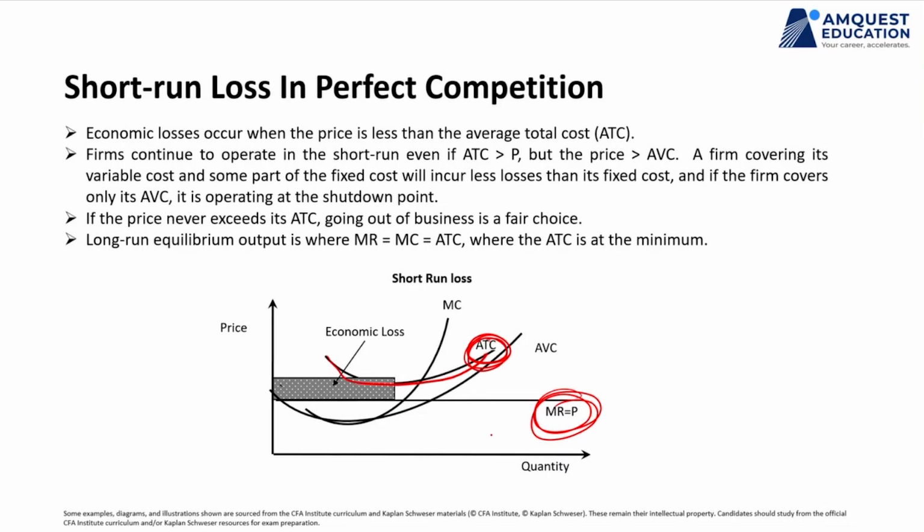Correct? So notice that again, MC and MR, where do MC and MR meet? Here. Correct? So MC and MR meet here. This is the output that I'm going to produce, because that's the MC-MR point. But at this point, my cost is so much. See the ATC curve. My cost is so much. So therefore, this region is my loss, because this is my sales and that's my cost. This is my economic loss. Economic loss. Correct?